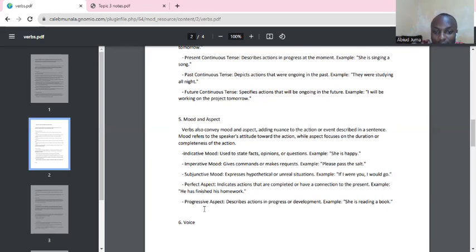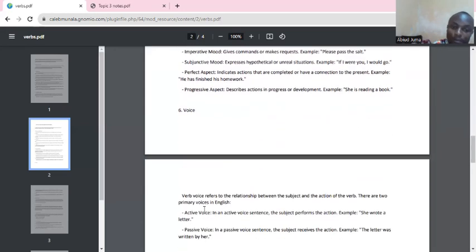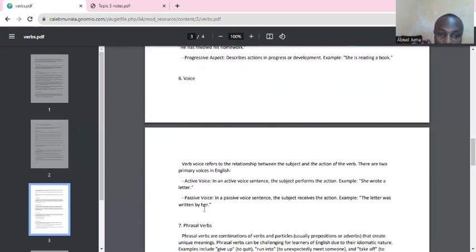Perfect aspect indicates actions that have been completed or are connected to the present. Example: he has finished his work. Progressive aspect describes actions in progress or development. Example: she is reading a book. That is progressive aspect. And next we shall look at voice.